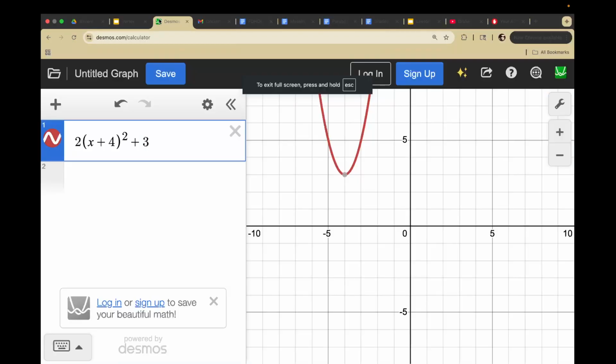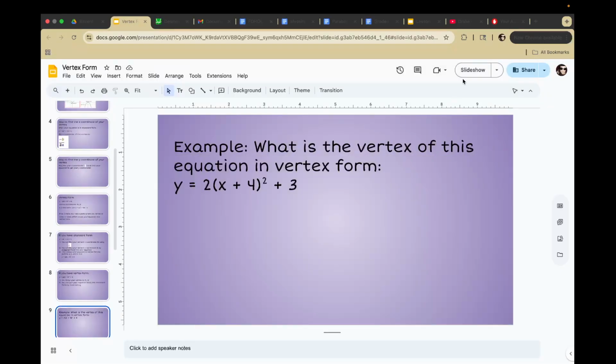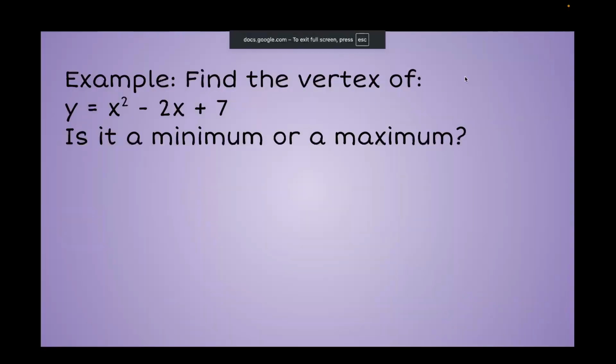And then, because I failed to record it here, I put it into Desmos, and yeah, that's correct. The vertex is right here. Okay, let's do another problem.